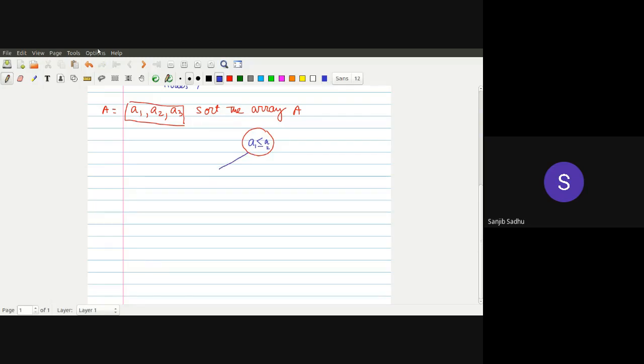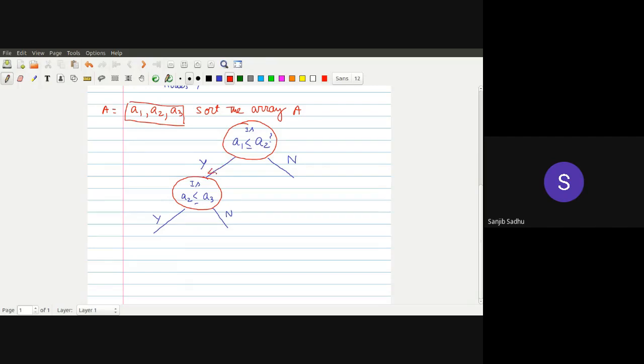There will be two branches, yes and no. Now, if it is yes, then I will compare, is A2 less than or equal to A3? Here I will get yes and no. So if it is yes, you check.